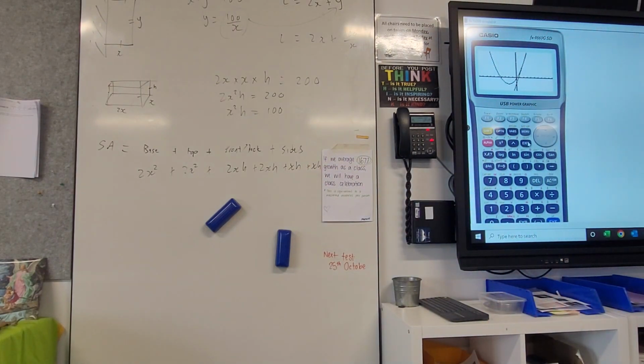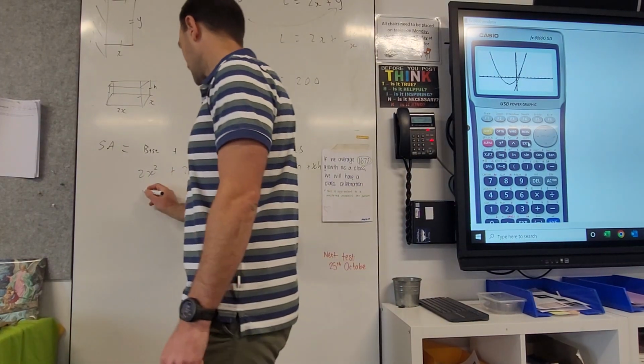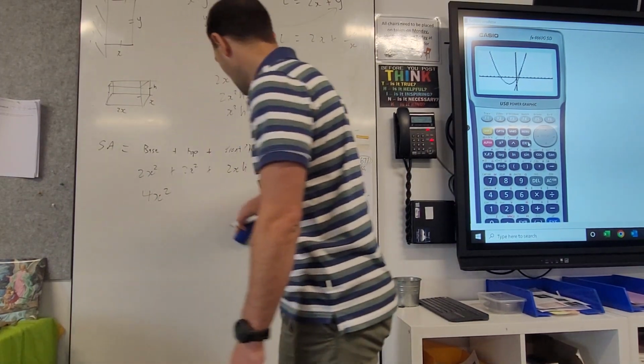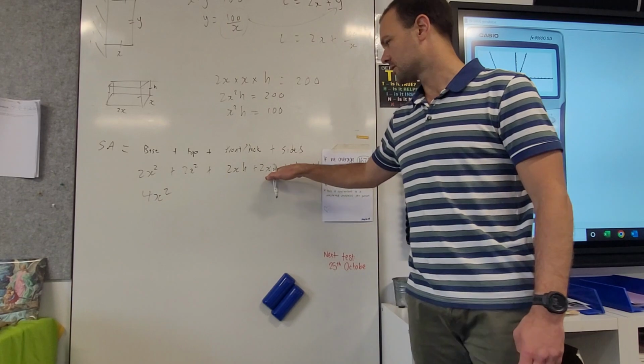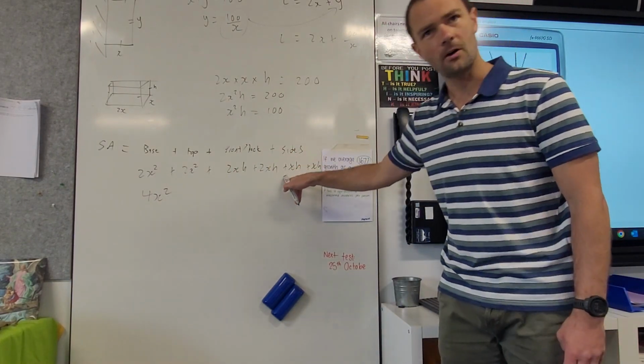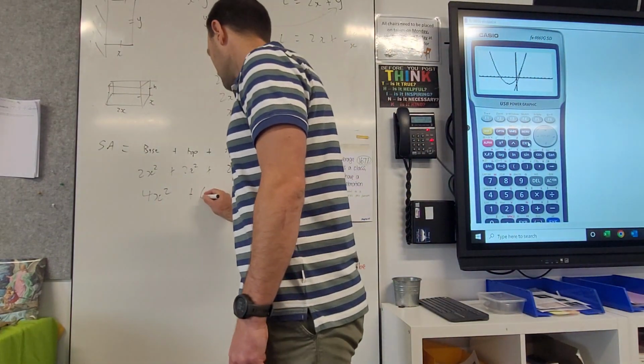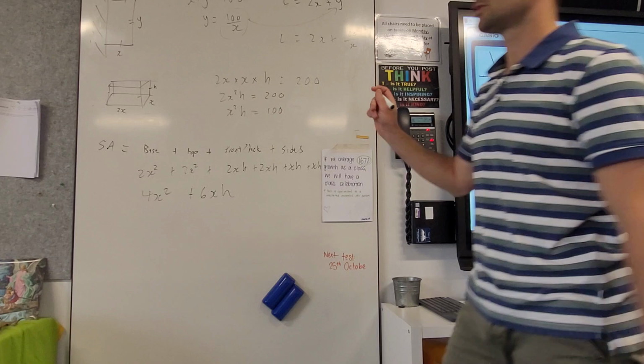Okay, and we can collect that together. We can simplify that a fair bit. We've got 2 lots of x squared plus 2 lots of x squared. That's 4 lots of x squared. And then I've got here 2xh plus 2xh. All right, that's 4xh plus 1 lot of xh, 5xh plus another lot of xh. We've got 6 lots of xh.